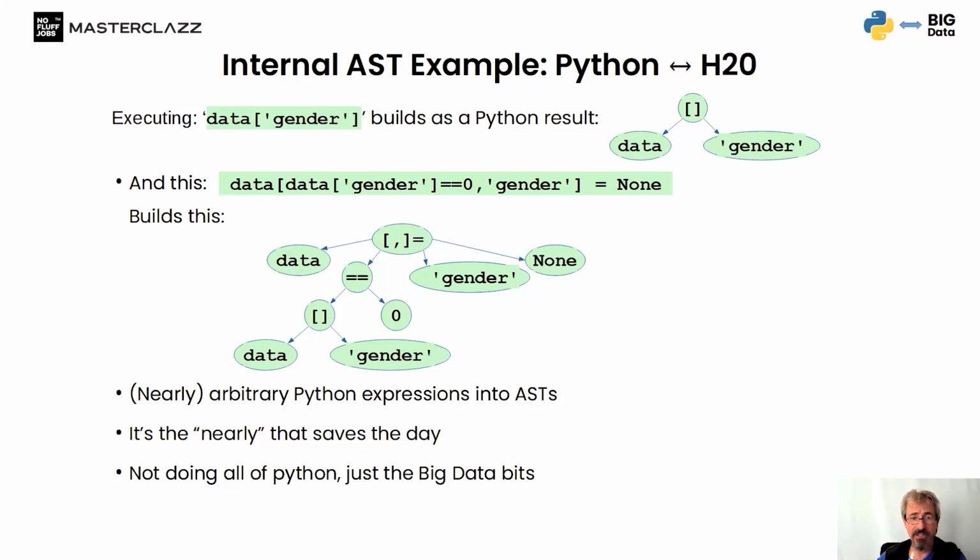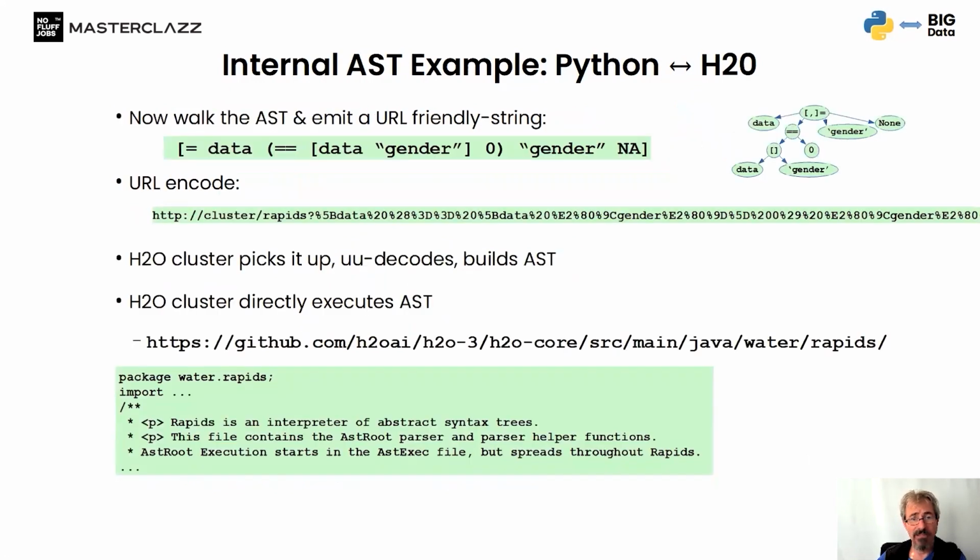And it's the "nearly" here that saves the day, because Python's too complicated. I can't do it all. I just need to do the big data bits, the bulk array bits. What do I do with this tree? Well, I walk it once and spit out a URL-friendly string. Then I URL encode it, and I ship it over the cluster.